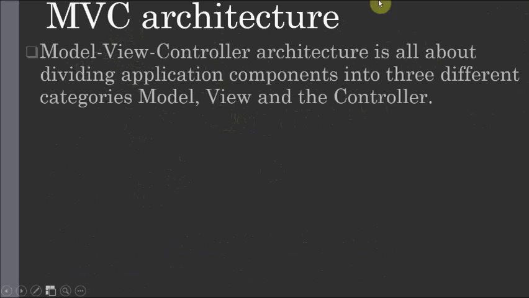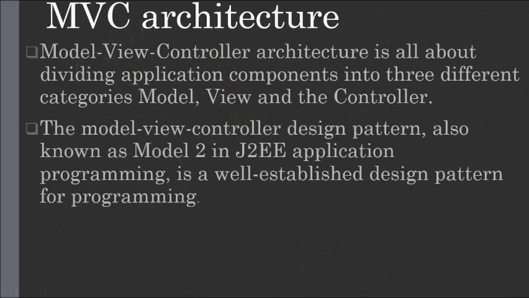The model view controller design pattern, also known as Model 2 in J2EE application programming, is a well-established design pattern for programming. So Model 2 and MVC are both the same thing. Before going to Model 2 or MVC architecture, we need to first understand the basic difference between Model 1 and Model 2 architecture. So what is Model 1 versus Model 2?